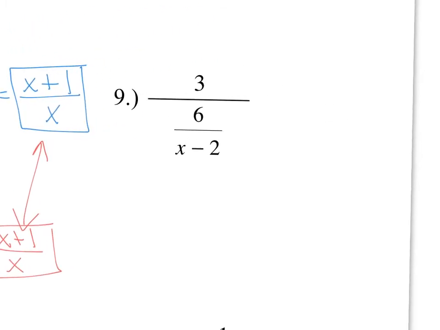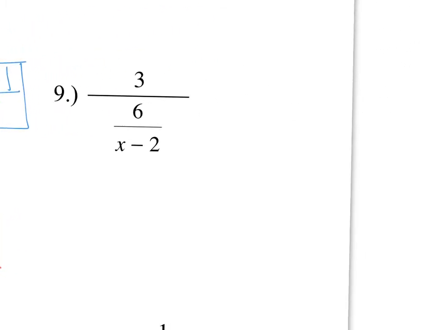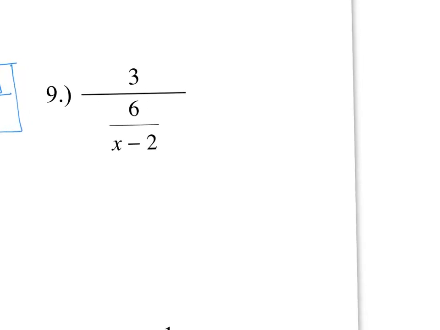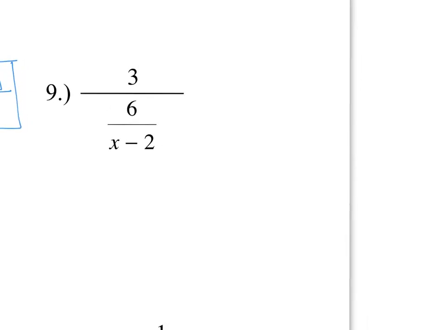Number 4, or number 9. Number 9 has just a 3 in the numerator, which is technically 3 divided by 1. So if you need to put a 3 divided by 1 there to understand that that denominator is 1. So we have a 1 here and we have an x minus 2. So their least common denominator would just be x minus 2.